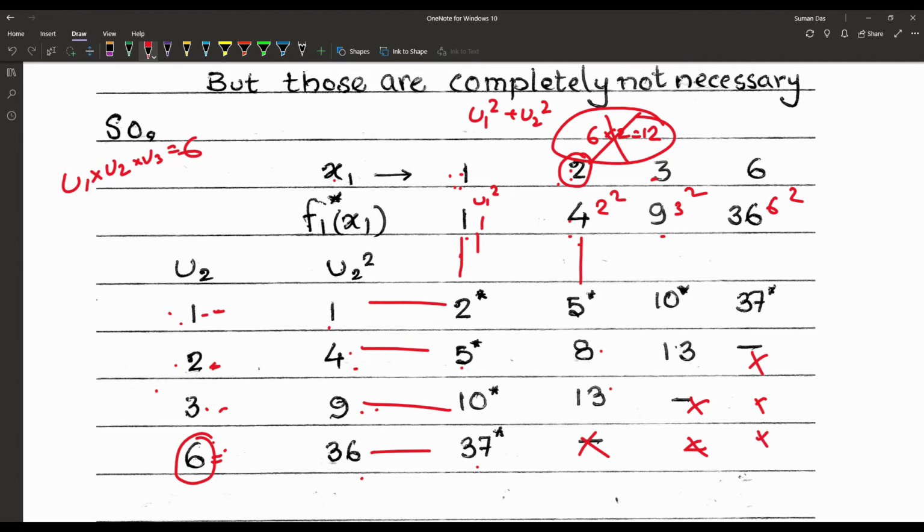So in that way, the third one: 1 plus 9, that is 10. 4 plus 9, that is 13. And 1 plus 36 is equal to 37. So according to that, we are finding the values of u2 square, or f2 x2.